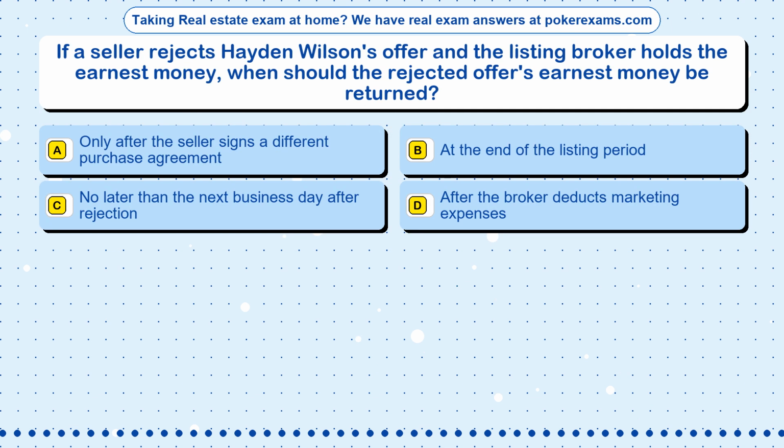Question 35. If a seller rejects Hayden Wilson's offer and the listing broker holds the earnest money, when should the rejected offer's earnest money be returned? Option A. Only after the seller signs a different purchase agreement. Option B. At the end of the listing period. Option C. No later than the next business day after rejection. Option D. After the broker deducts marketing expenses.